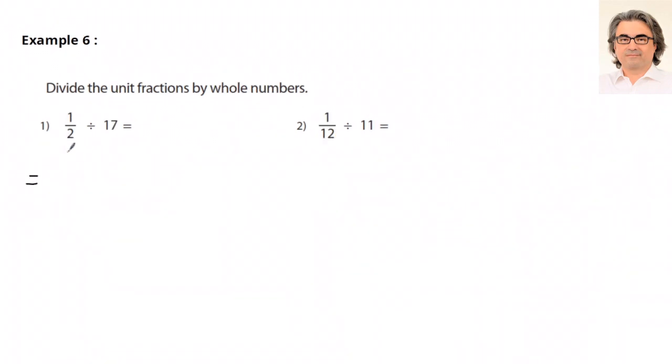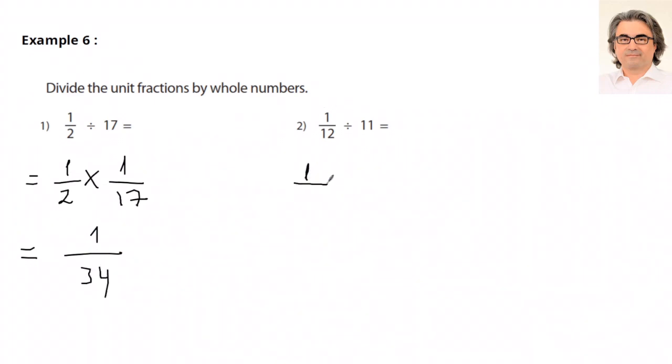Now, 1 over 2 times 17 should be changed into 1 over 17. The result will be 1 times 1 is 1, 2 times 17 is 34. What about the next one? 1 over 12 should be written as 1 over 12. After that, instead of division operation, write multiplication, but instead of 11, you should write 1 over 11. Then, 1 times 1 is 1, 12 times 11, 132. Okay, now let's continue with the next page.